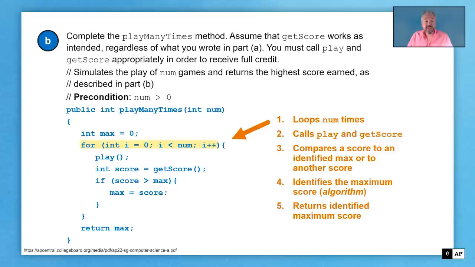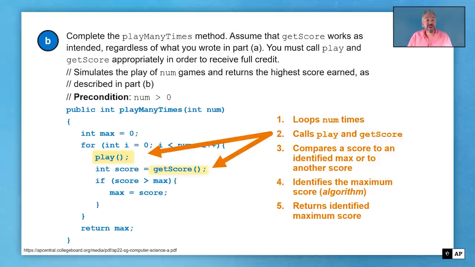The second point, do we call the play and getScore methods? Well, we do. We have a call to play, and then right below that, we have a call to getScore. Now, I want to point out that it doesn't necessarily say that we have to use those values appropriately as long as we're calling them appropriately to get the point. So in this case, we call play inside our loop, and then we call getScore. We figure out what our highest score is. And again, getScore is the method that was created in part A.